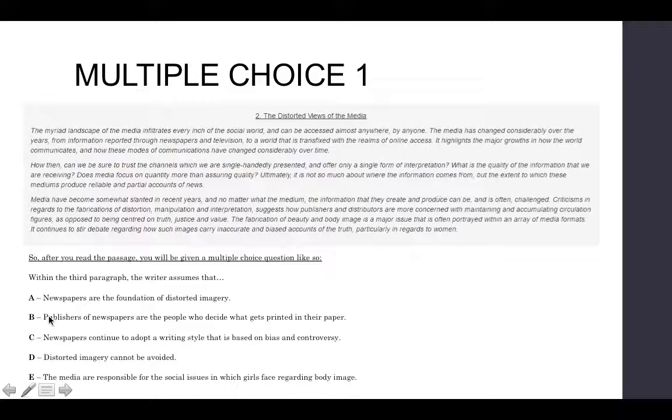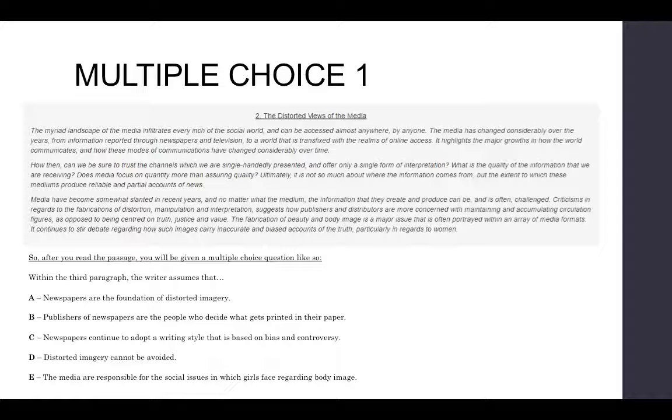The following question is: within the third paragraph, the writer assumes that A. Newspapers are the foundation of distorted imagery. B. Publishers of newspapers are the people who decide what gets printed in their paper. C. Newspapers continue to adopt a writing style that is based on bias and controversy. D. Distorted imagery cannot be avoided. Or E. The media are responsible for the social issues which girls face regarding body image.